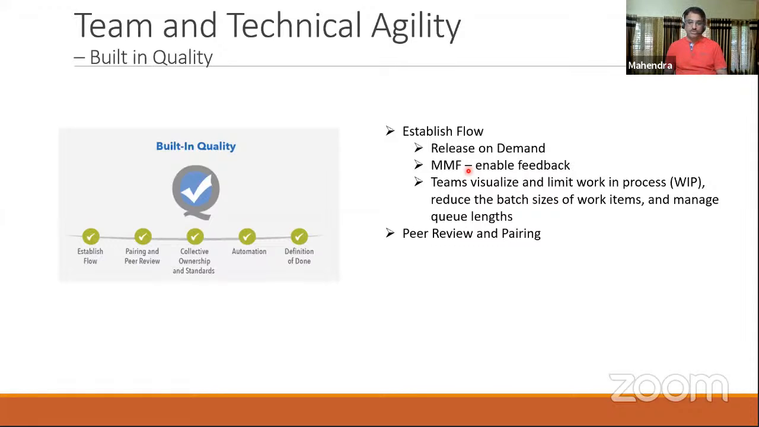And of course, the engineering aspects of peer review, pair programming, collective code ownership, and having standards are important. There's a very big focus on automation. The less manual work that we have, the better the quality is. So it's all about built-in quality, and there's a strong focus on a definition of done. That is what ensures built-in quality. So these are the three fundamental dimensions of this core competency of team and technical agility.